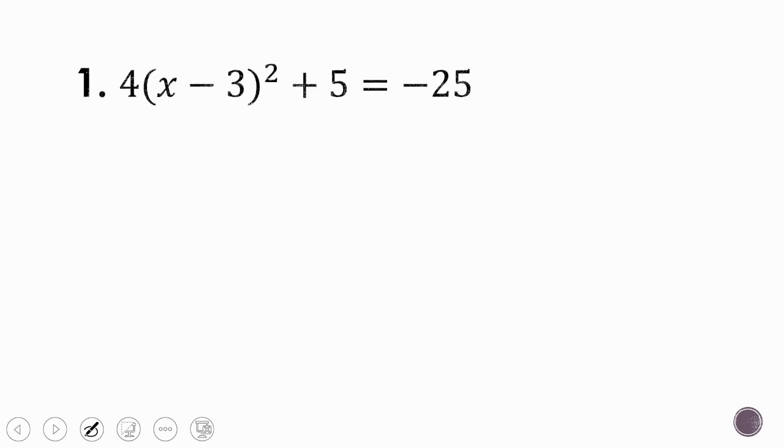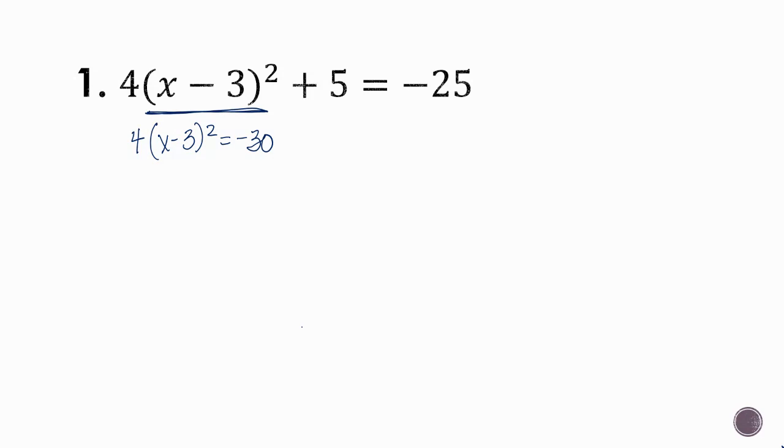So on this first one, I can see clearly that I have no x term, so I'm going to use square rooting for this. Before I can square root, I have to get the parenthesis part with the square alone. So I'm going to start by subtracting 5 from negative 25. Then I'm going to divide by 4, which is negative 30 over 4, which I'm actually going to leave. I'm not going to reduce right now. And I have a reason. I'll tell you in a second.